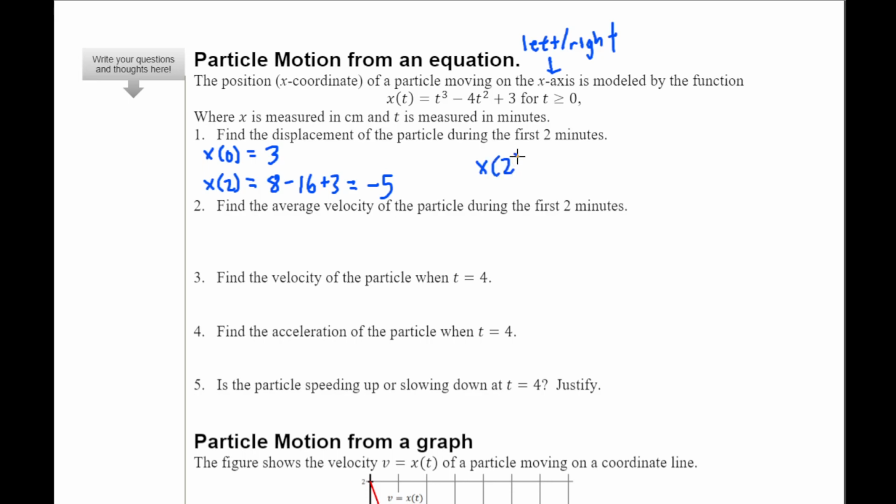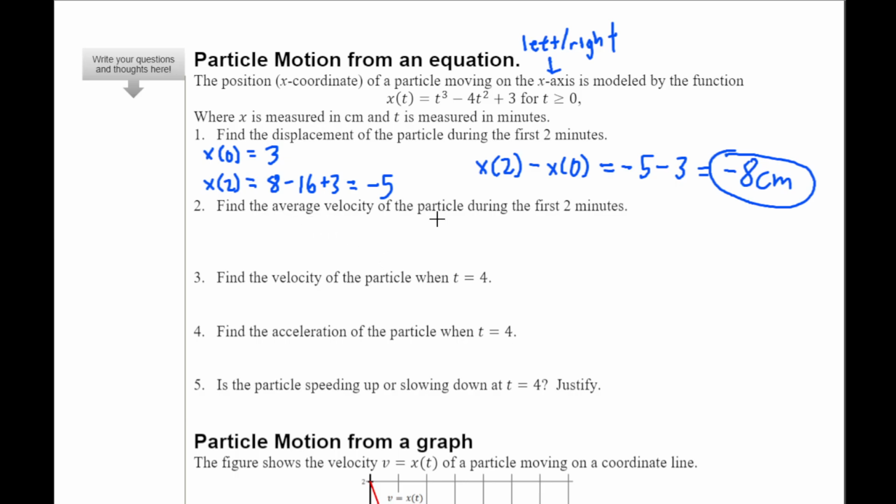So you take the position where you ended, x of 2, minus the position where you started, x of 0. You get -5 minus 3 equals -8 centimeters. So displacement is -8 centimeters, negative because I'm a distance of 8 to the left from where I started.